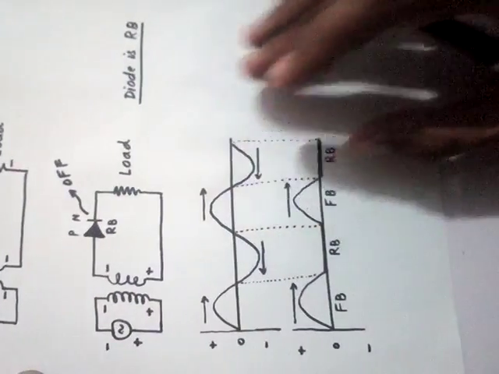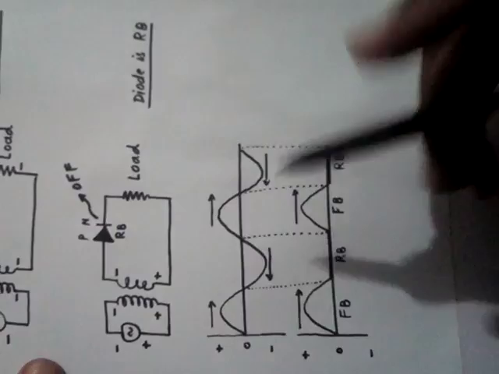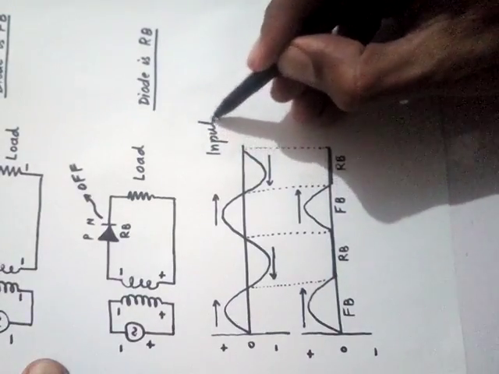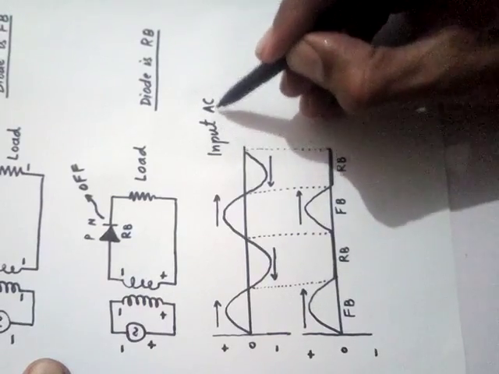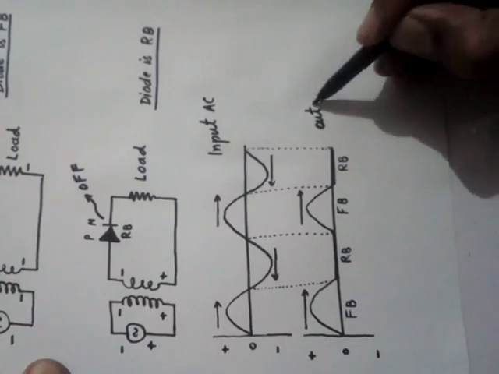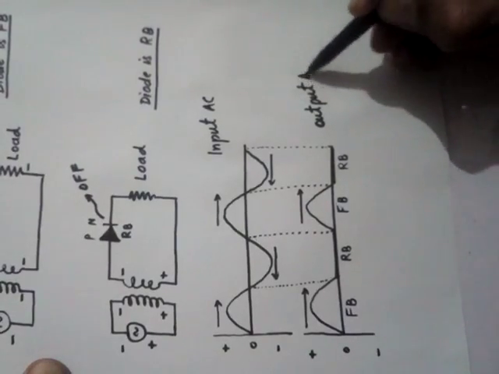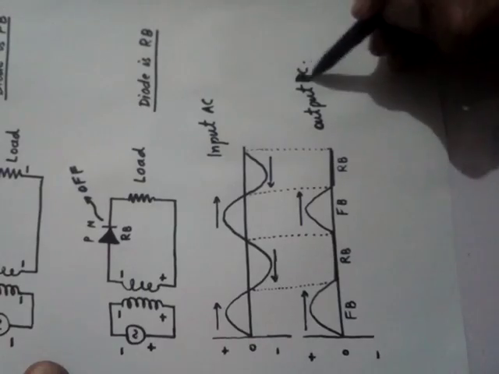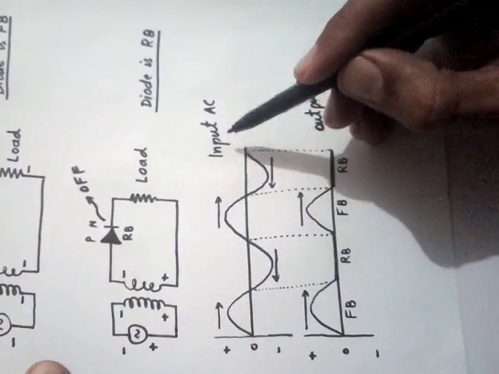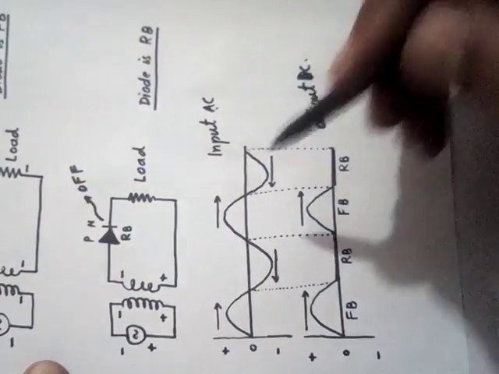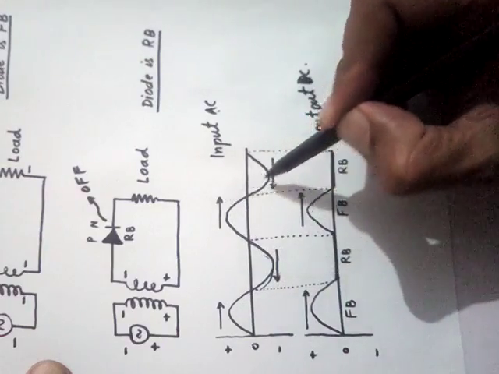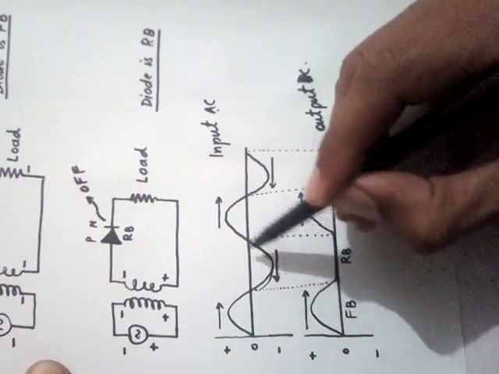Now as far as the graph is concerned, consider the graph. This upper graph is the input AC voltage source, and this lower graph represents the output DC, because this rectifier will convert AC into DC. Now look, as we know, the pure form of the AC is this cyclic or wave form.